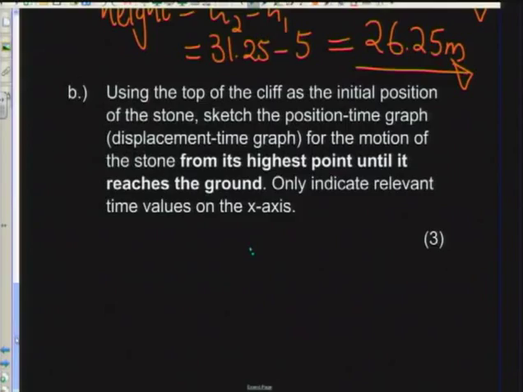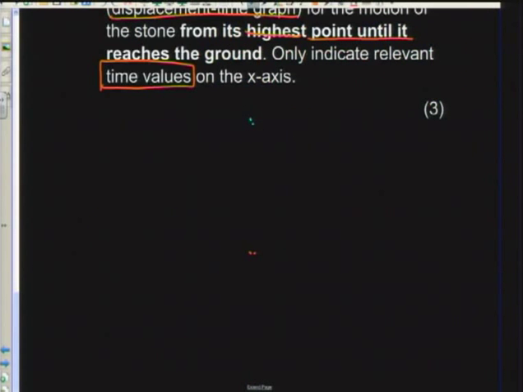Now, let's come down to the next question here. All right? Using the top of the cliff as the initial position of the stone, sketch the position-time graph or the displacement-time graph for the motion of the stone from its highest point. So only from its highest point until it reaches the ground. In the graph, only indicate relevant time values. Okay? Relevant time values. How do we do that question there? All right? Let's just have a look at it.